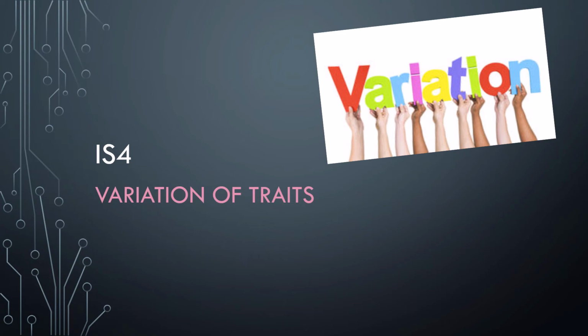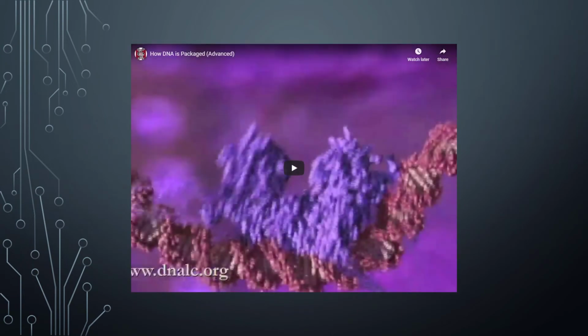So I is for variation of traits. You guys spent a lot of time getting up to this point now where you understand how DNA works, how it codes for things, how we pass on information. So now we're going to talk about actually passing on information. So watch this video again. It kind of shows you how DNA gets clumped down into chromosomes, which will be the focus of today.